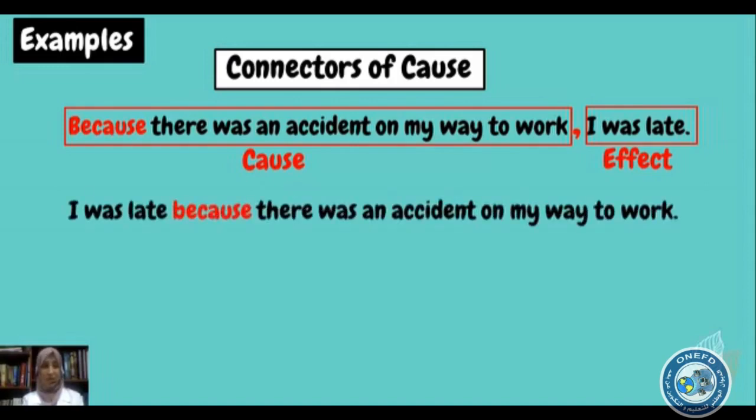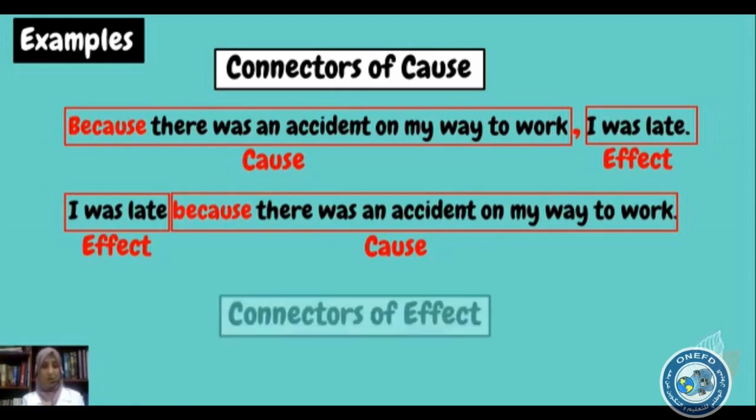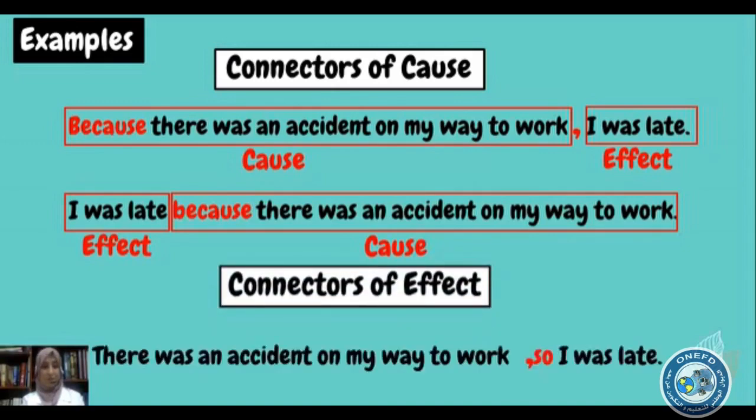Another way of writing the sentence, we can say I was late, which is the effect, because there was an accident on my way to work. This is the cause. So in this case we see that we can use connectors of cause either at the beginning of the sentence with a comma after all the sentence is finished, or in the middle of the sentence with no punctuation marks.